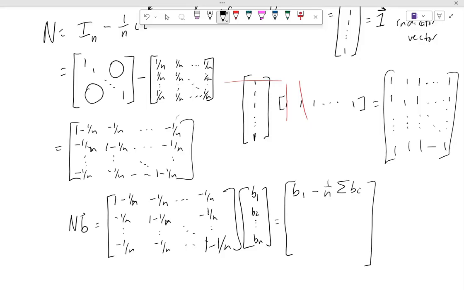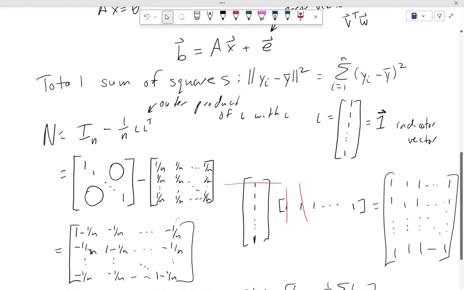Well, it's going to be different in the second row from the first row. It'd be B2, right? Because the 1 has moved over to the second spot. So this will be B2 minus the B's all the way down. Now it looks like I've taken each of my B's and subtracted the mean, right? So if I take the magnitude of that, I get that. If I take the magnitude of this vector, I get this. Just with B's instead of Y's, right?